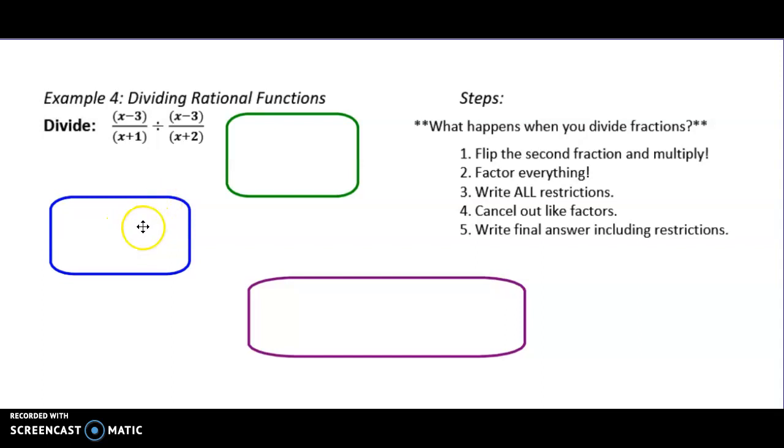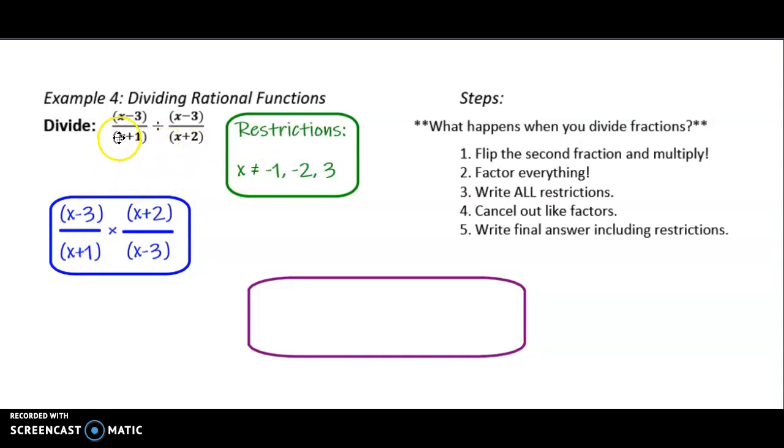So, at first, my restrictions would be negative 1 and negative 2. When I flip my fraction, I rewrite the first one, x minus 3 over x plus 1, now times, flip the second one, x plus 2 over x minus 3. When I'm stating my restrictions, I use the original problem. X cannot be negative 1, it cannot be negative 2. I also look when I flip the second fraction, x also cannot be 3 because that would make this denominator 0 as well. So that's all of my restrictions.